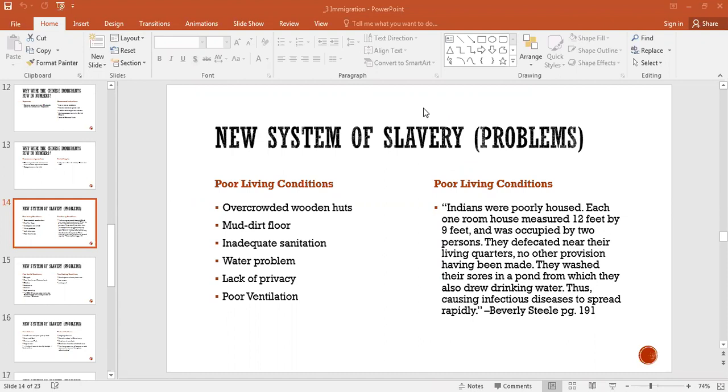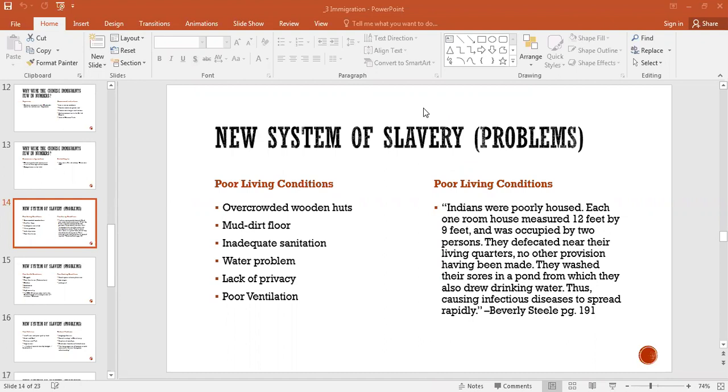And then you could describe the wooden huts, that they had dirt floors. And if they are dirt floors, then that means you're going to have a lot of diseases. But we don't want to jump into that. We just need to describe the poor living conditions. Based on how you answer the question, you get your full marks for that.